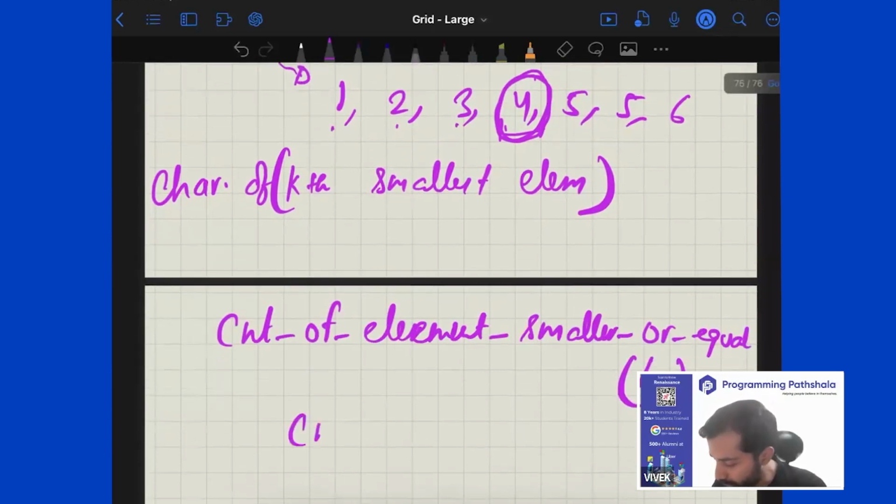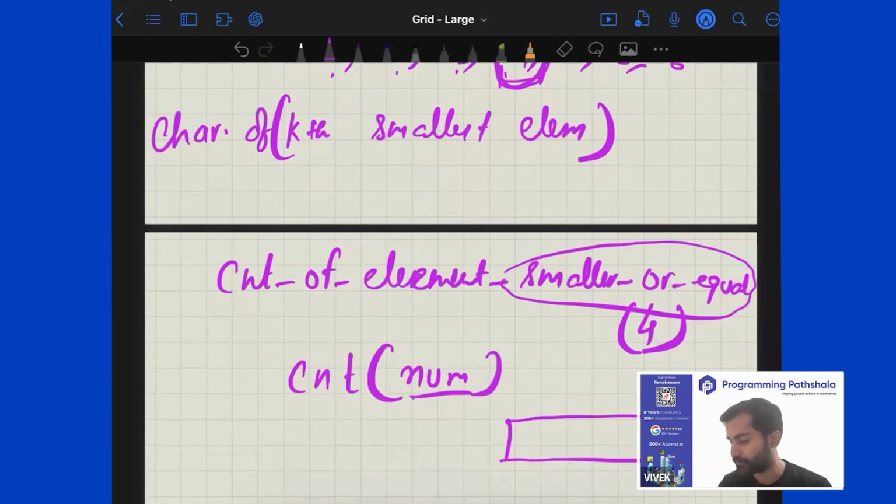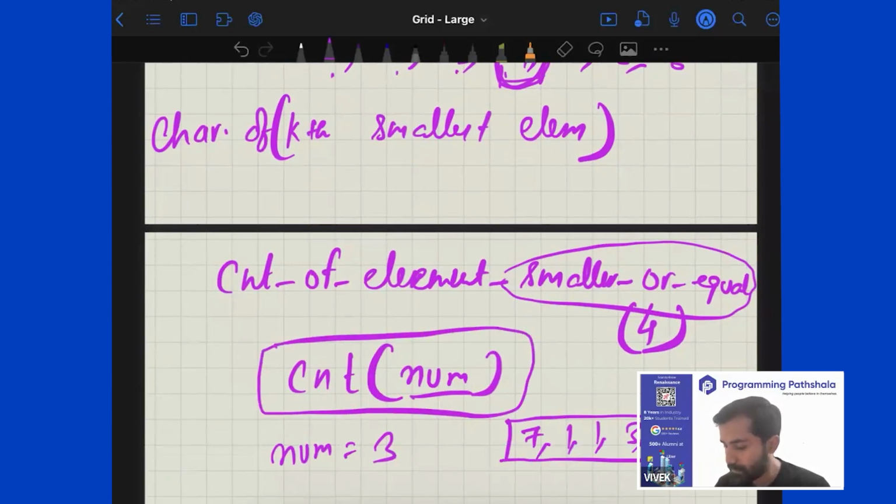So I have created a function count which takes a number num and tells me that in a given array how many elements are smaller than or equal to this number num. Let us say your number num is 3 and your array is like 7, 1, 1, 3, 4, 2. Can you tell me what will this function return? Given that the job of the function is to return how many elements of the array are smaller or equal to this number. So how many elements of this array are smaller or equal to 3? You can see this, and that. So the value is 4.